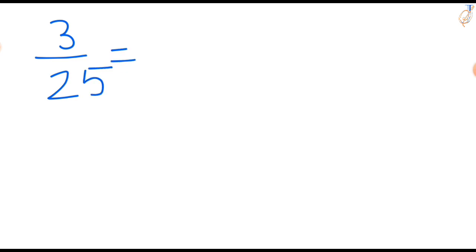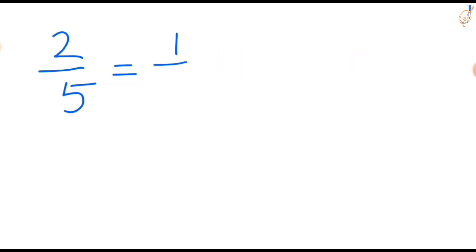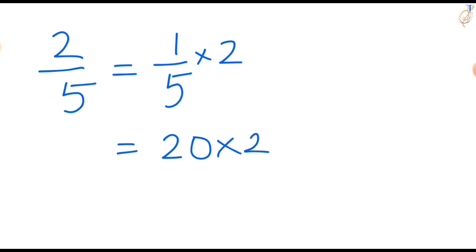Now we will see 3 by 25. We know that 1 by 25, the value is 4. 3 times 4 is equal to 12%. Now 2 by 5. So this we can write as 1 by 5 times 2. We know that 1 by 5 value is 20. After multiplying by 2, we will get 40%.